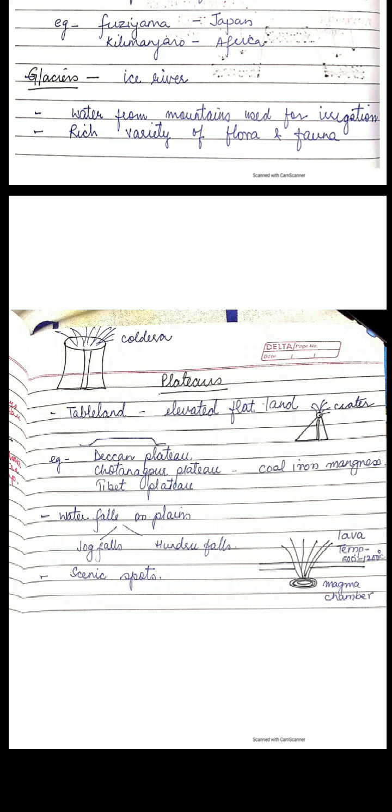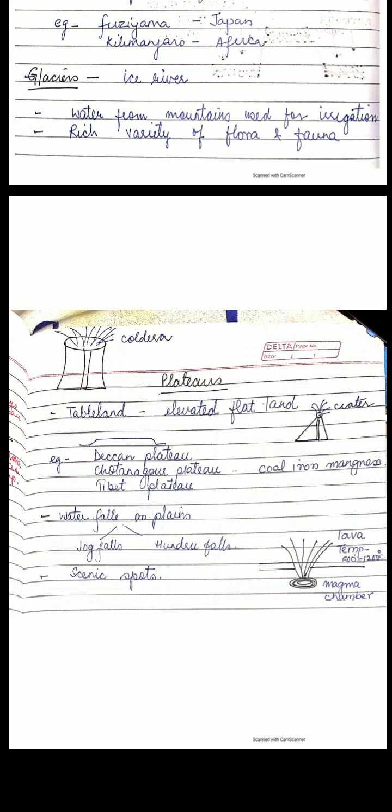You can see on the flow chart I have drawn a crater. Now crater is the small vent from where the lava is coming out. The eruption is taking place. And if that mouth is big enough, wide enough, it becomes caldera. These plateau regions are very rich in minerals. You can see that Chota Nagpur Plateau is rich in coal, iron, manganese. So this is the reason a lot of mining is taking place in these plateau regions.